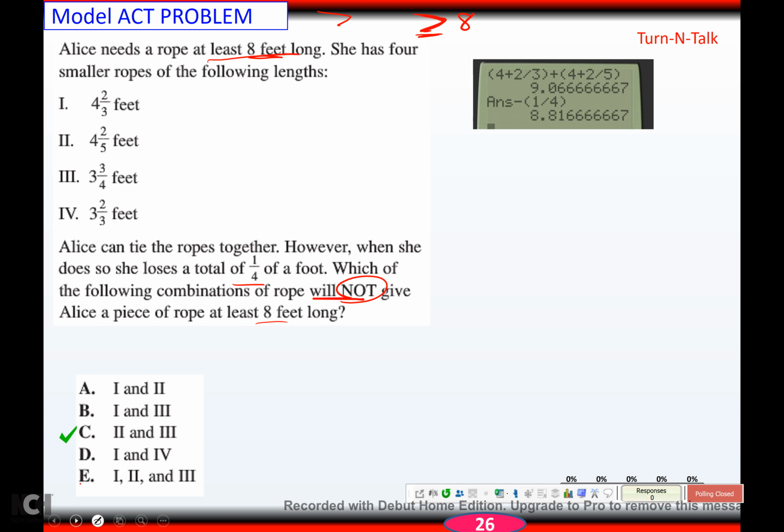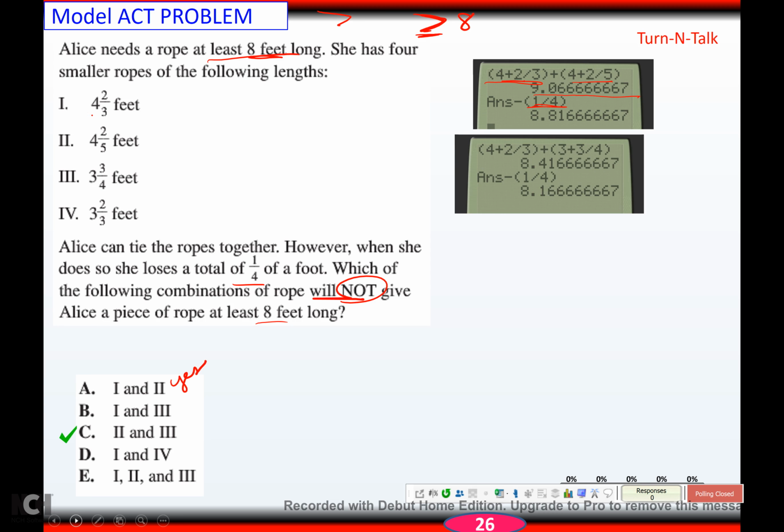Well, if I try the first one, I add the 4 2/3 plus the 4 2/5, and I get this. But I remember I have to take off. I lose 1/4 foot of rope, but that's still bigger than 8. So this is yes. If I try 1 and 3, I take 4 2/3 plus 3 3/4, which looks like over 8. But remember, you have to take off the 1/4 that you lose by the knot. But that is bigger than 8, so that's yes.